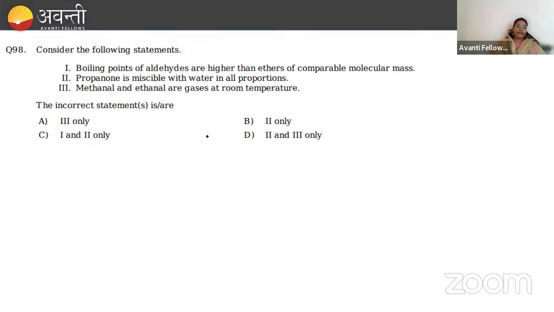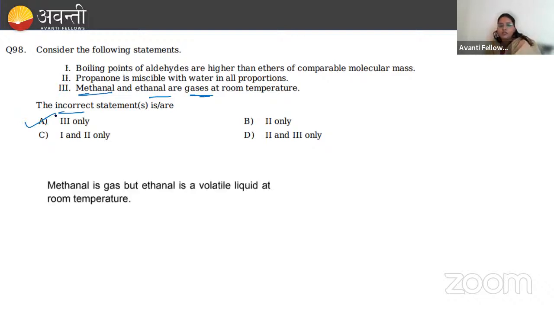Okay, then question 98, consider the following statements. The boiling points of aldehydes are higher than the ethers. Here also we have to find the incorrect statement. Which is the incorrect statement? Propanol is miscible with water in all proportions. Methanol and ethanol are gases at room temperature. So here the incorrect statement is what? The third. Methanol is actually not a gas; it is a volatile liquid at room temperature, and ethanol is also a volatile liquid at room temperature. They are not both gases. So the first two are correct statements, but the third statement is incorrect.